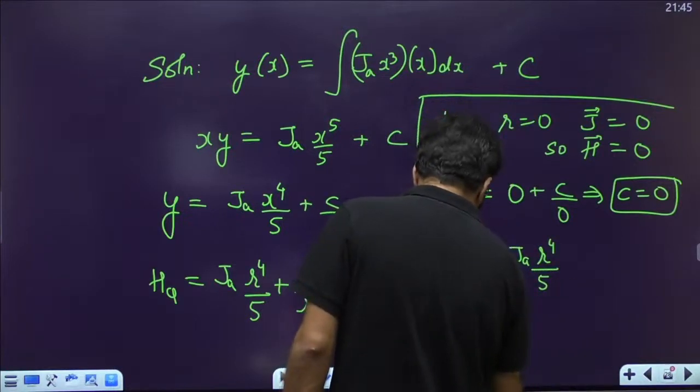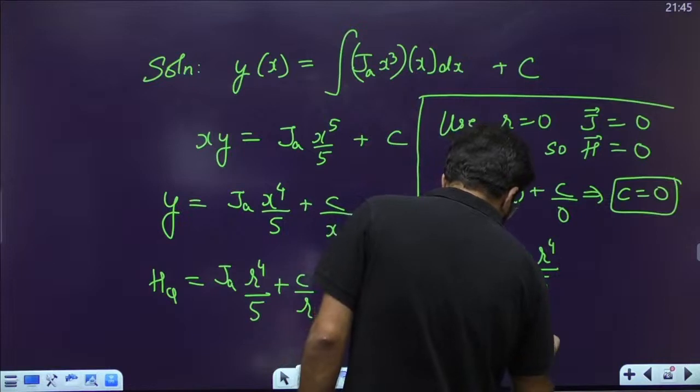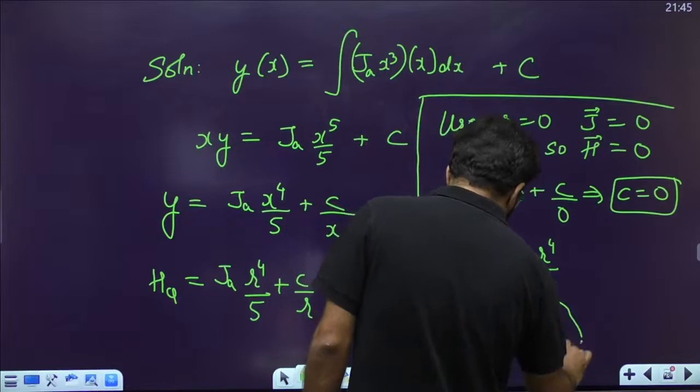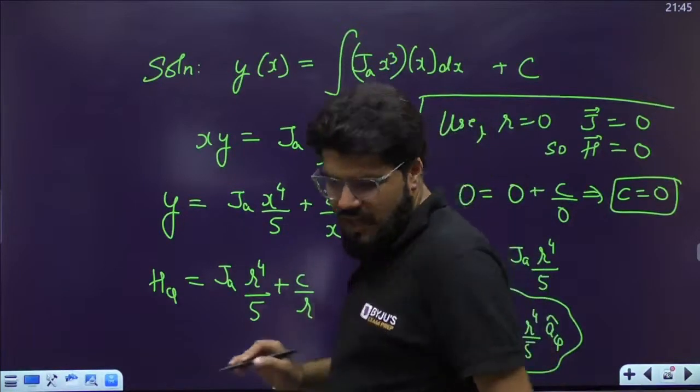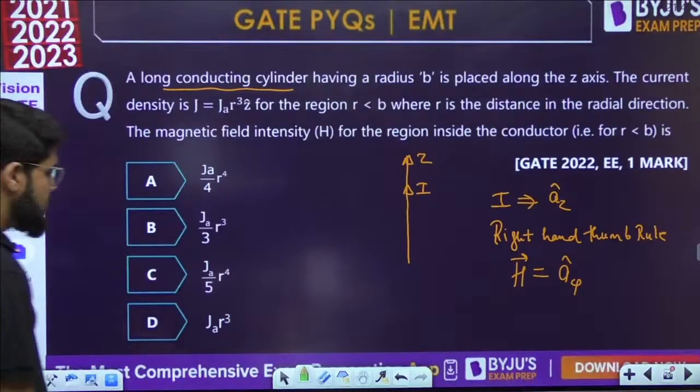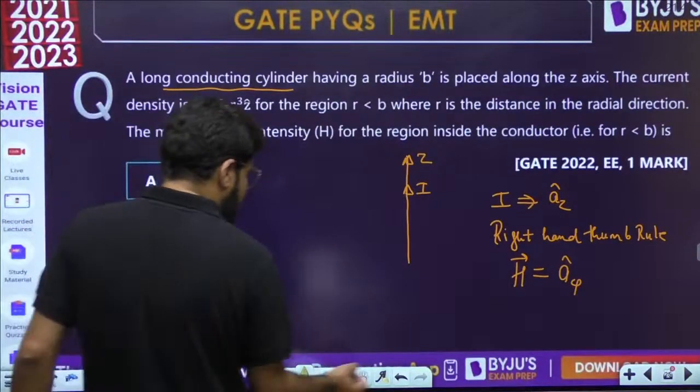The complete magnetic field, if you want to write it down with the direction as well, is J a R power 4 divided by 5 into A phi. So it is option number C.